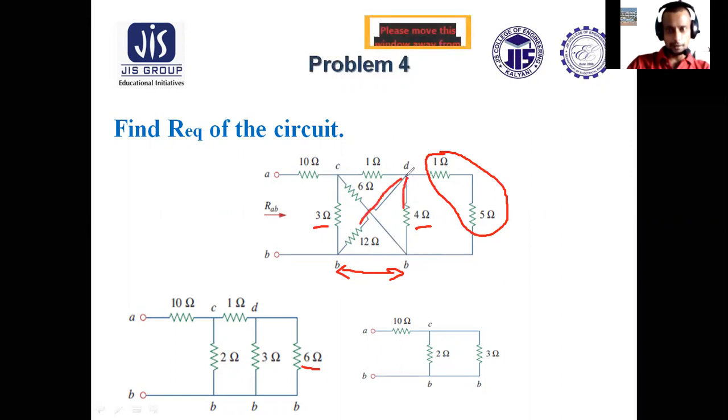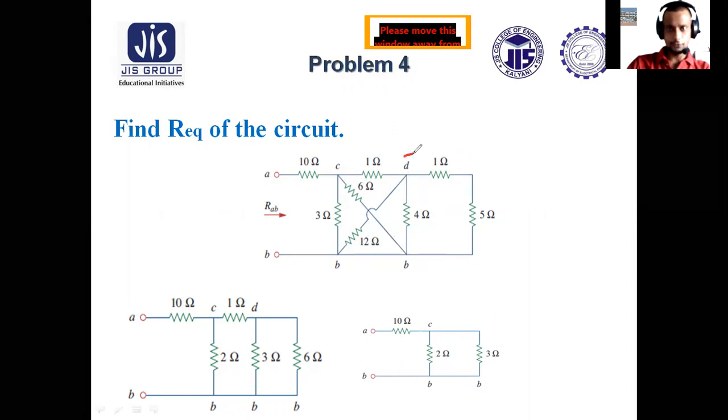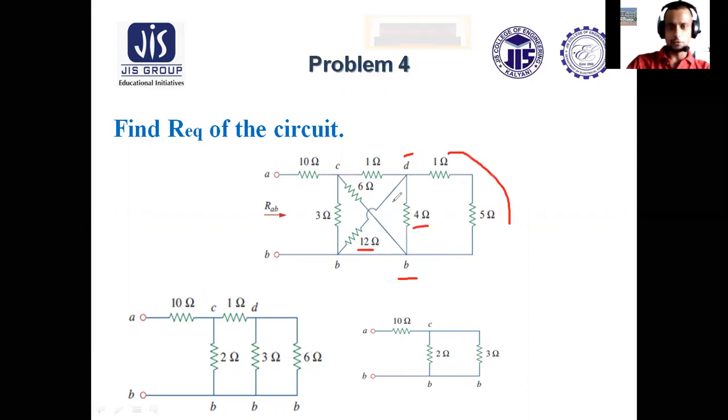So from D to B, there are three resistors combined. One is 12 ohm, one is 4 ohm, and another is 6 ohm. So we combine 12 and 4, these two in parallel. See here, in between D and B, this 5 plus 1, 6 ohm is mentioned here. In between D and B, there is 6 ohm.